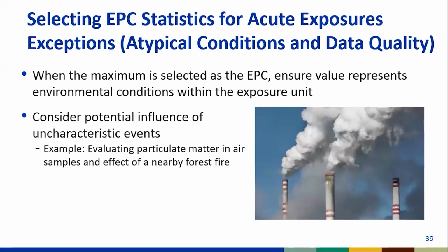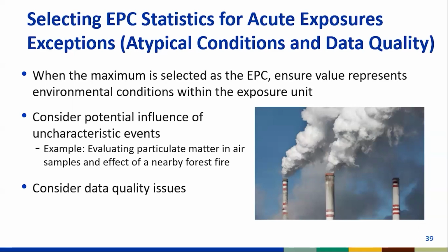One consideration is the potential influence of uncharacteristic or exceptional events on the dataset. For example, consider the effect of a nearby wildfire reported to be burning on the day an ambient air sample was collected for analysis of particulate matter tied to an industrial facility. In instances like this, health assessors should use the highest concentration that is not likely affected by such events to represent site conditions.